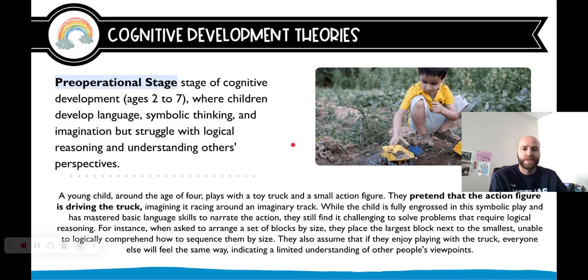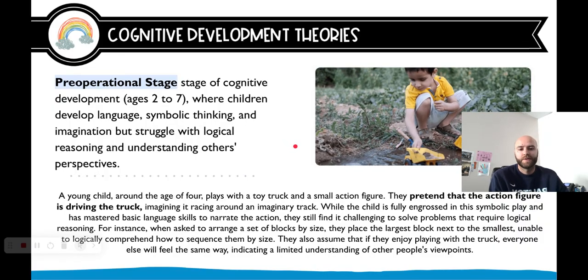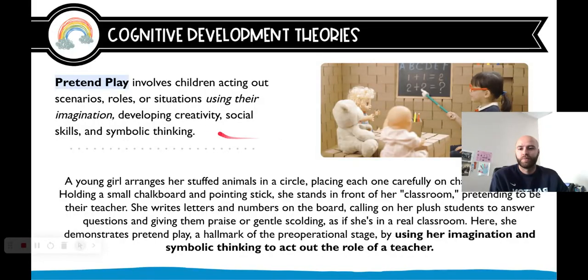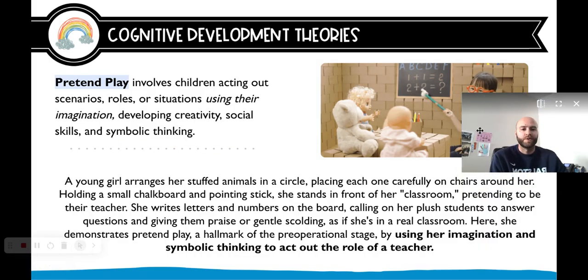So let's look at some of the key developmental aspects of this stage. You have pretend play, right? Children are acting out scenarios, they're role-playing situations, they're using their imagination, developing creativity, social skills, symbolic thinking. Piaget would say this is one of the most important parts of cognitive development because you're getting creative and helping push your understanding of the world around you by imagining and interacting in different ways, right? So using that symbolic thinking to act out certain roles, right, in pretend play.